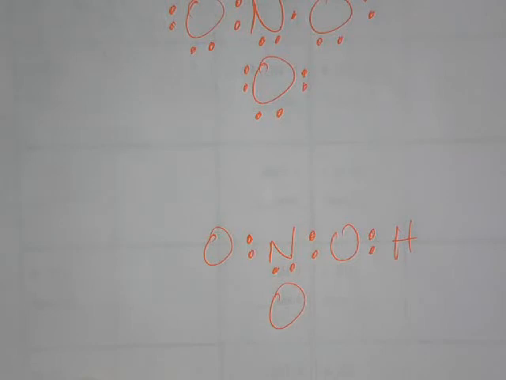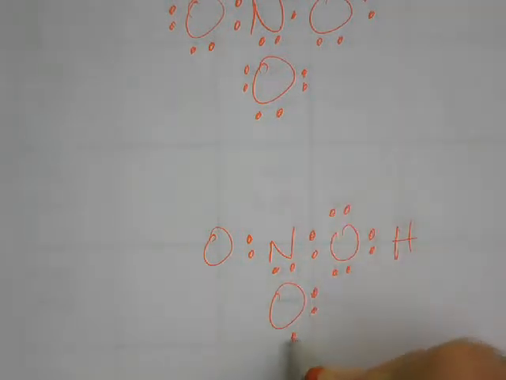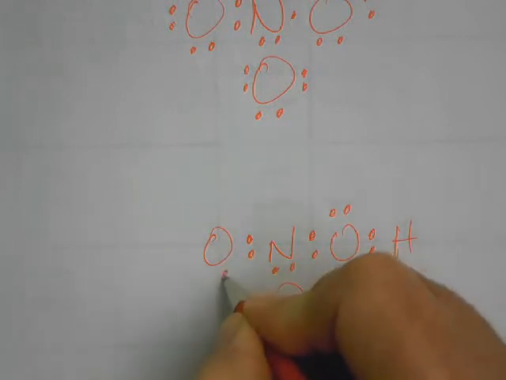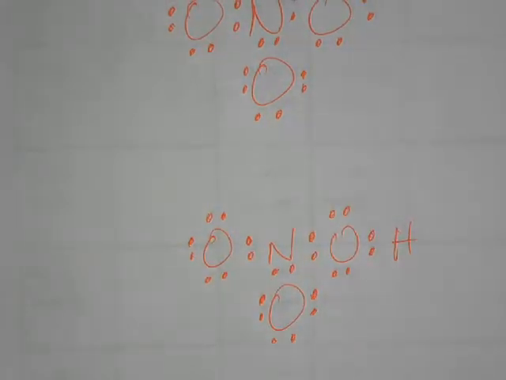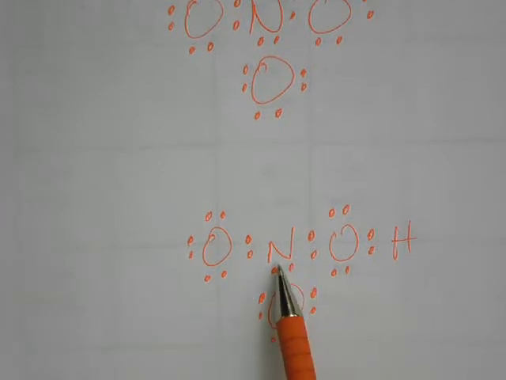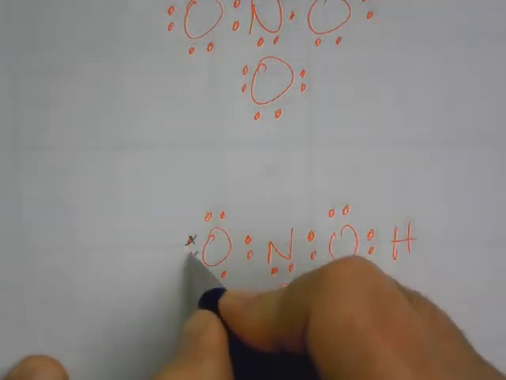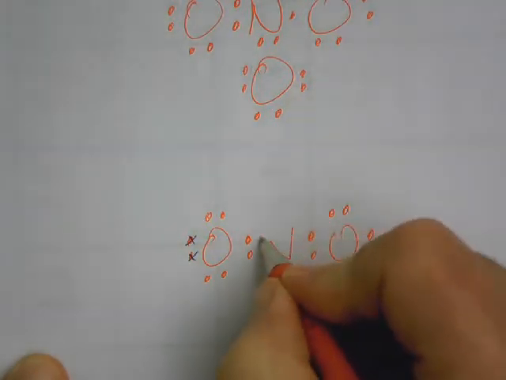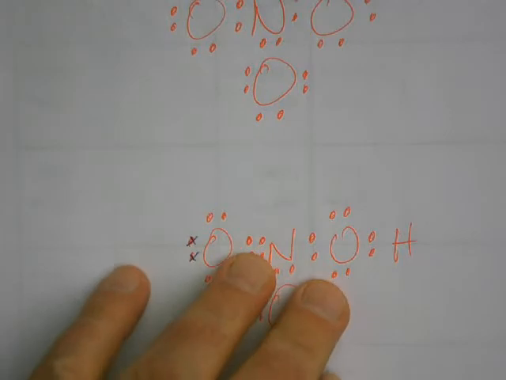2, 4, 6. Okay, there's all my bonds. Now let's go ahead and take care of the oxygen. 2, 4, 6, 8, 24. Now note which one has the missing two. This is the guy with the missing two. And I can take these two guys, slide them to the other side, and now the nitrogen has its eight, that oxygen still has its eight, and I had a double bond. So a little tricky on this one.